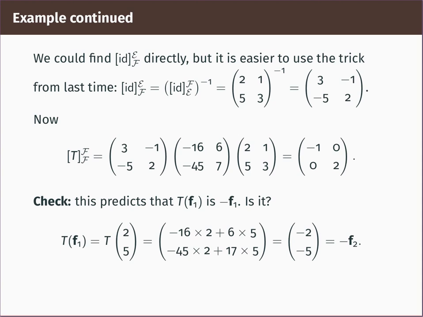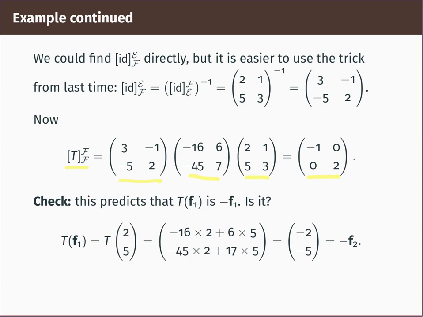So we now know all of the three things on the right-hand side of our change of basis formula. So we're able to work out the matrix of T with respect to initial and final bases F by multiplying our three things together: the matrix of the identity with respect to initial basis E and final basis F, then the matrix of T with respect to initial and final bases E, and then the matrix of the identity with respect to initial basis F and final basis E. When we multiply those three things together, this is what we get. So this is the matrix of T with respect to initial basis F and final basis F.